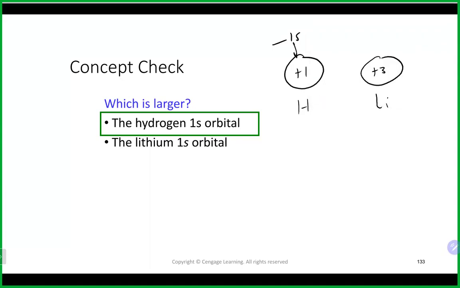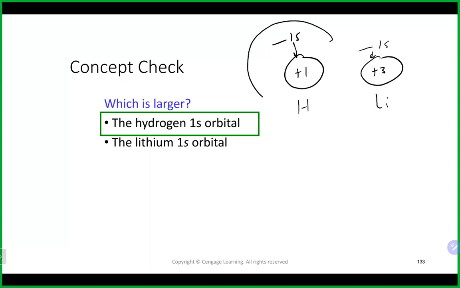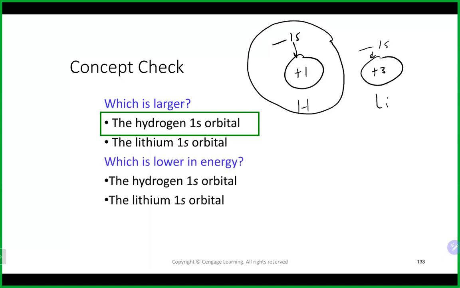That 1s orbital is going to feel a much stronger attraction to that +3 charge and is going to be pulled in closer. The end result of that is the overall size of the hydrogen is going to be a little bit bigger as well. And in terms of lower in energy, it's actually going to be the lithium in this case. For this reason, it is going to get pulled in closer to the nucleus, which means if it's closer to the nucleus, it's lower in energy. And that's what we're going to see in that particular case. Any questions on those two?